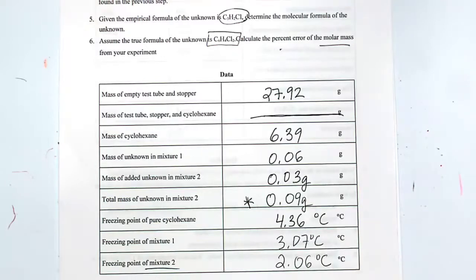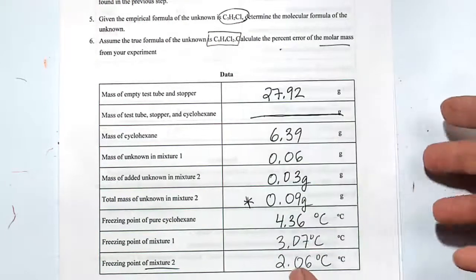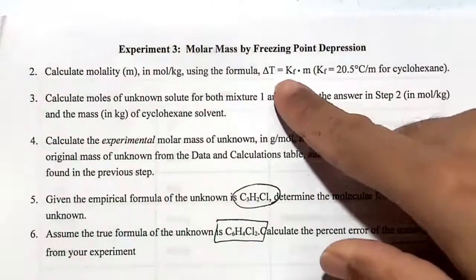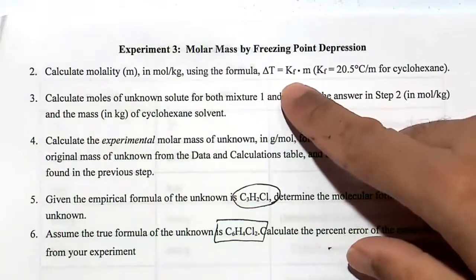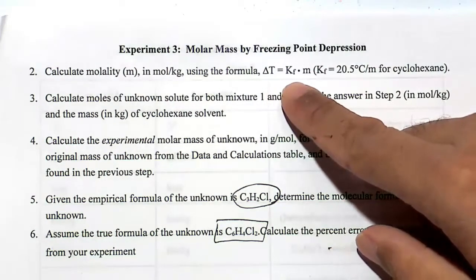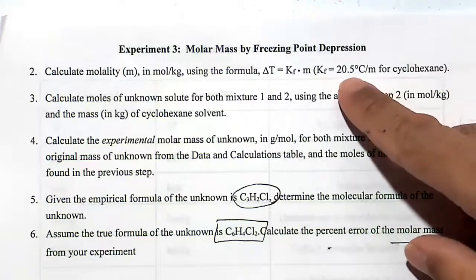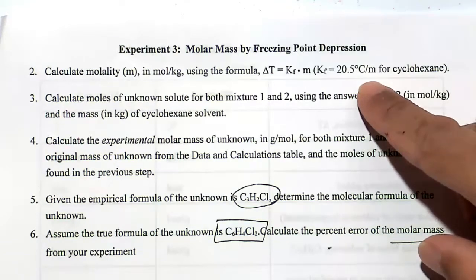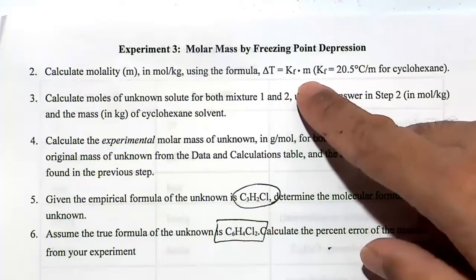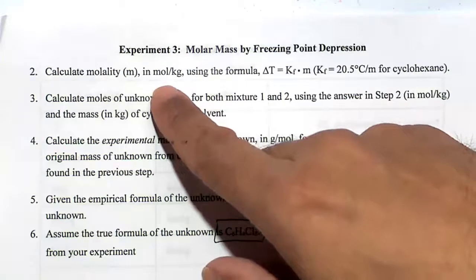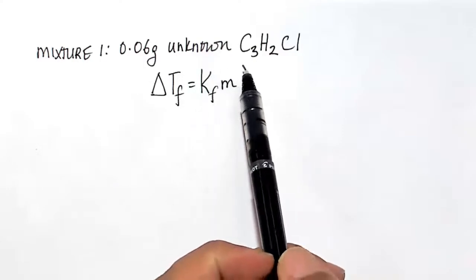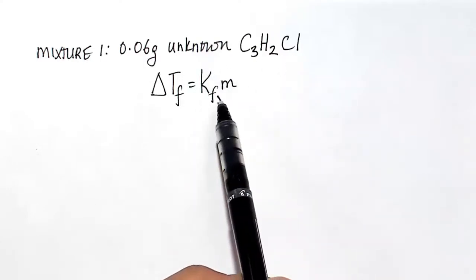So let's figure out the molecular weight of this unknown, whose empirical formula is shown here. The equation that we're going to use is the one we talked about in class: the change in the freezing point temperature is equal to the freezing point depression constant, which for cyclohexane was taken out of the textbook to be 20.5 degrees C per molal, times molality, lowercase m. Now remember, molality is moles of solute divided by kilograms of solvent.